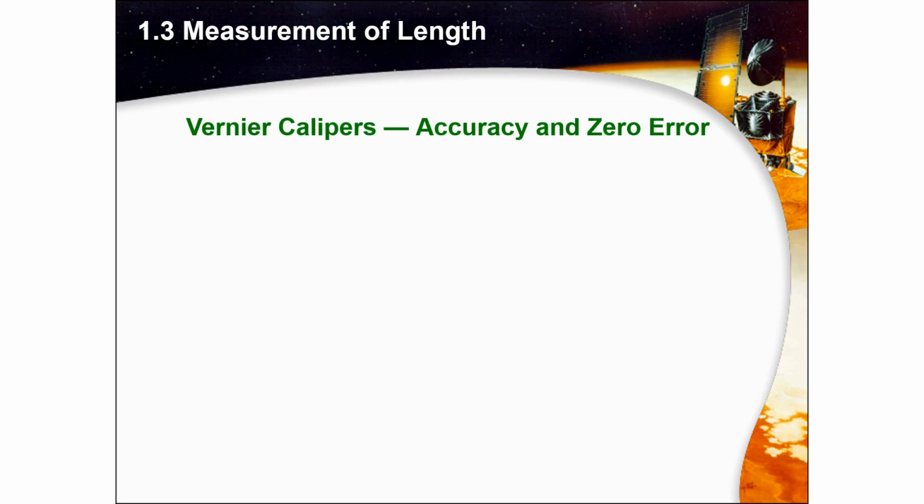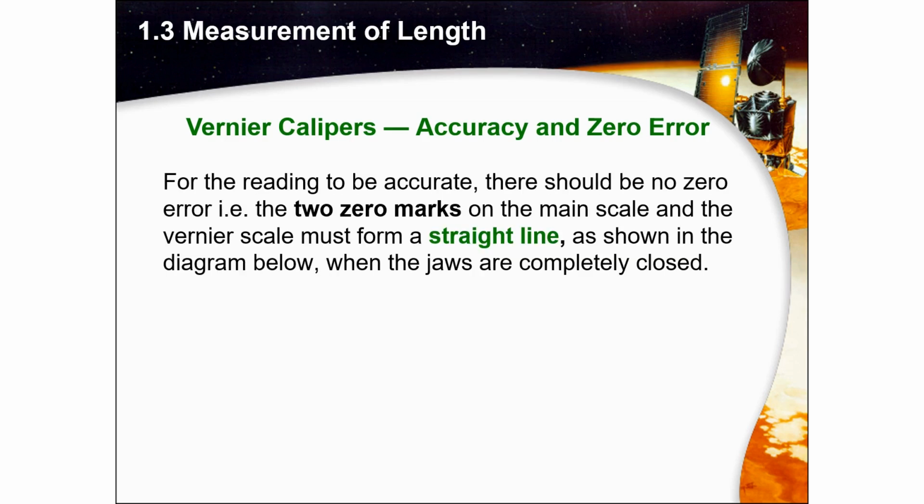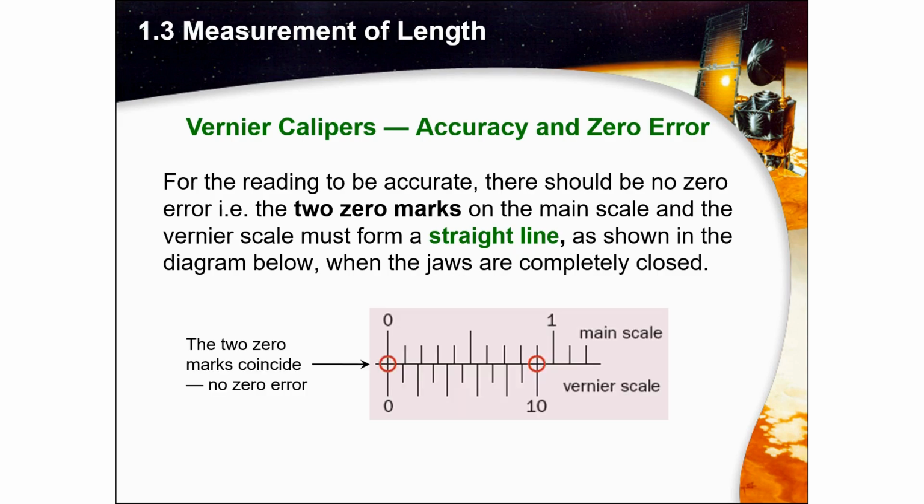What about the accuracy and zero error? For the reading to be accurate, there should be no zero error. The two zero marks on the main scale and the vernier scale must form a straight line as shown in the diagram below. So make sure that this happens when the jaws are completely closed. So the two zero marks, the zero here and this one, should coincide. If you have this, that means there will be no zero error.